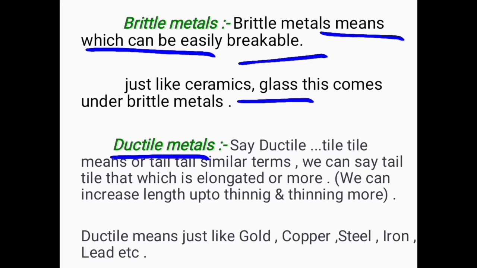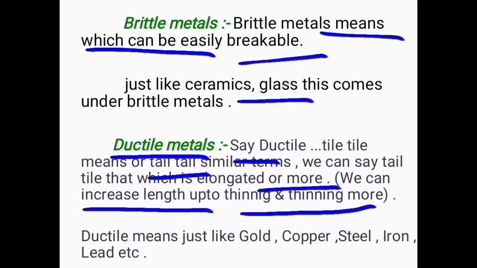And ductile materials, says ductile. Ductile or tile are similar terms. We can say ductile that which elongates or more thinning. We can increase length up to thinning and more thinning. Ductile is just like gold, copper, steel, iron, lead. गोल्ड को हम ऐसे फोर्स लगाएंगे और उसे खींचेंगे तो वो जल्दी टूट नहीं जाएगा, बिकॉज गोल्ड हैव डक्टाइल प्रॉपर्टी. सेम लाइक कॉपर, स्टील, आयरन, एल्यूमिनियम, दैट आर द डक्टाइल मटेरियल्स, बिकॉज ये जल्दी टूट नहीं जाएंगे.